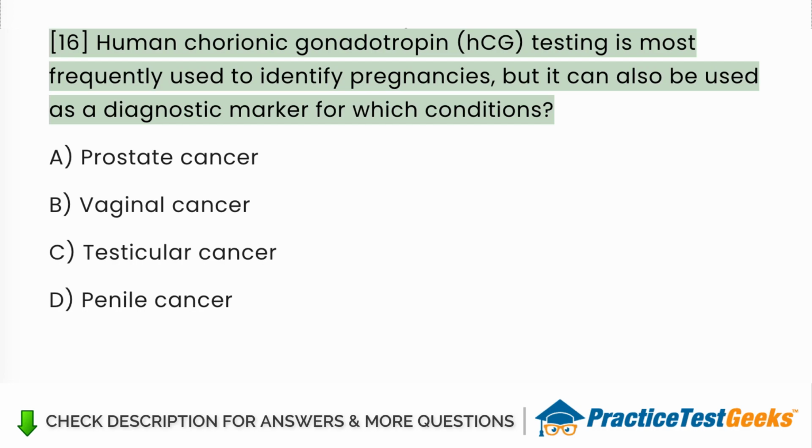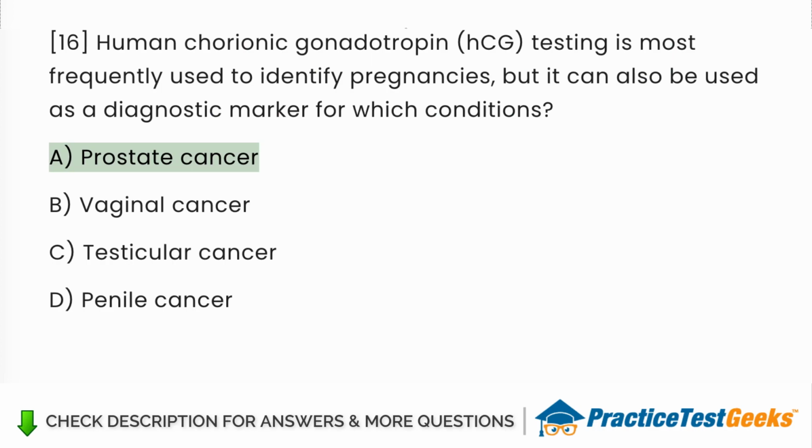Human chorionic gonadotropin testing is most frequently used to identify pregnancies, but it can also be used as a diagnostic marker for which conditions? A. Prostate cancer. B. Vaginal cancer. C. Testicular cancer. D. Penile cancer.